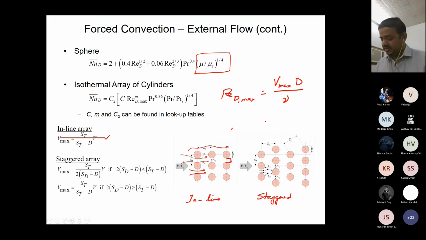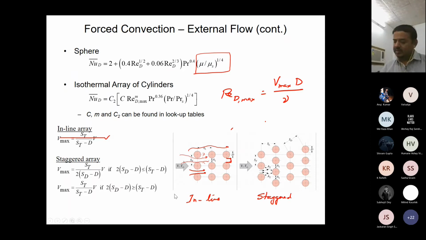If you go for a staggered array, then it is a little more complicated. ST and SL, and SD, as you can see, is defined in this manner. So there are three types of pitches. One is transverse, one is longitudinal, and the other is the center to center distance between two vertical lines of cylinders. Okay, you can say the longer side of the triangle. So if SD minus D is less than ST minus D, then there is something, or otherwise ST minus D, and so on. So this is what it is.